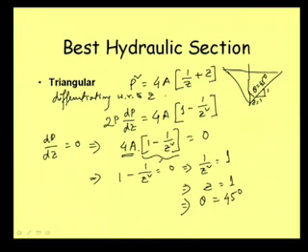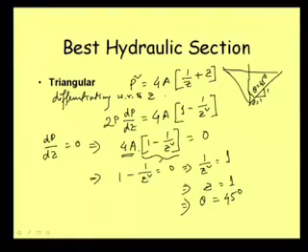So, a triangular section will be the best section when we can have theta equal to 45 degree, or theta 45 degree means when we talk about the total angle, then this is equal to 90 degree. So, a 90 degree channel, we can say 90 degree channel means the angle of the triangular section should be 90 degree for this to be most efficient.